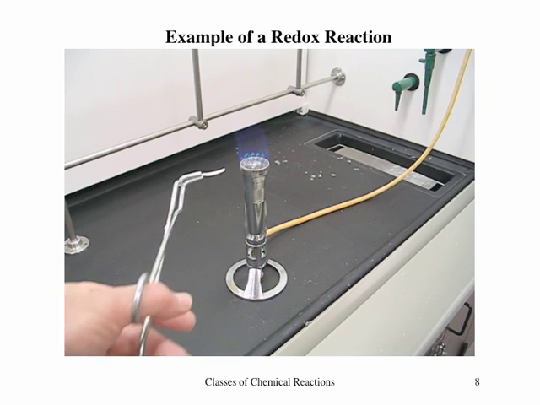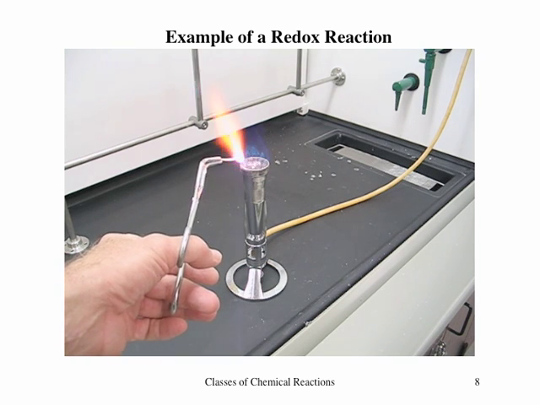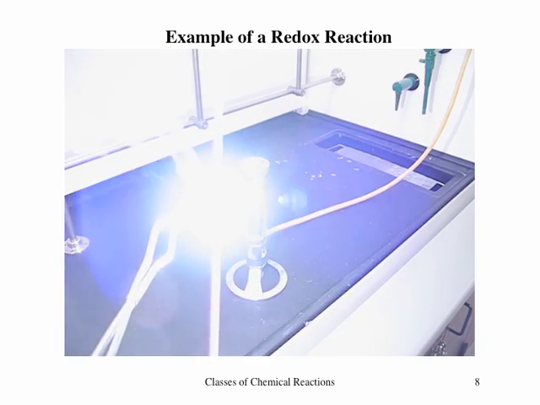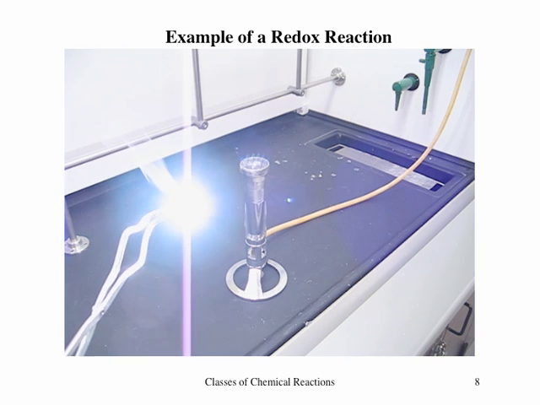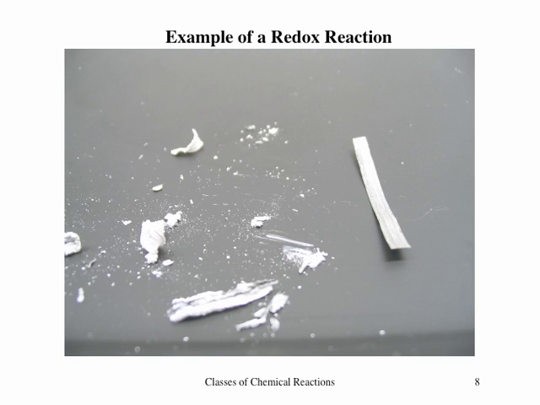When a metal is heated in air, it will combine with oxygen and form the metal oxide. This brightly burning metal is magnesium, and the solid product that is formed is magnesium oxide. Compare the shiny magnesium metal on the right with the dull white magnesium oxide on the left. This change in physical appearance suggests that a chemical reaction, in this case a redox reaction, has occurred.